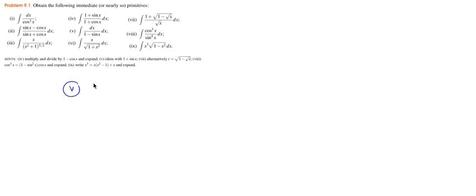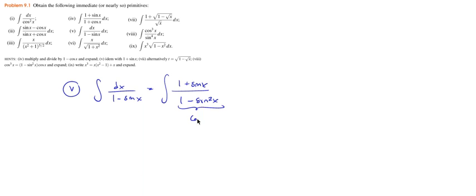So let's say the primitive of dx divided by 1 minus the sine. It says to also multiply by 1 plus the sine. So you get 1 plus the sine here, and you have 1 minus the sine squared, or in other words the cosine squared.